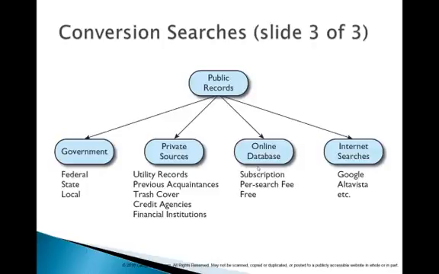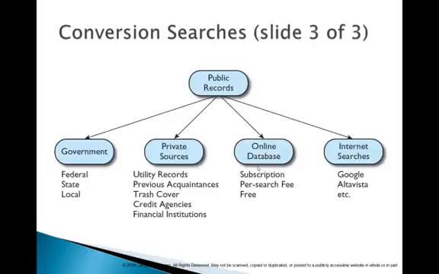Under private sources of information, there's utility records, credit rating agencies, banks. They all have information about individuals that we can get if the individual turns that private information over to us. There's also other ways to get private information. We'll talk about those. Obviously, online databases.